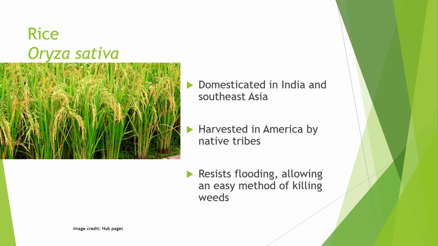And rice was domesticated in India and Southeast Asia. It's also harvested in America because there's actually an American type of rice where the native tribes would eat this. And they grow on the sides of rivers and lakes because they resist flooding. This also gives you a really easy way of preventing weeds from growing near rice. You just flood the area, weeds can't grow, rice can, rice wins. It's a lot easier than just going and picking all the weeds.